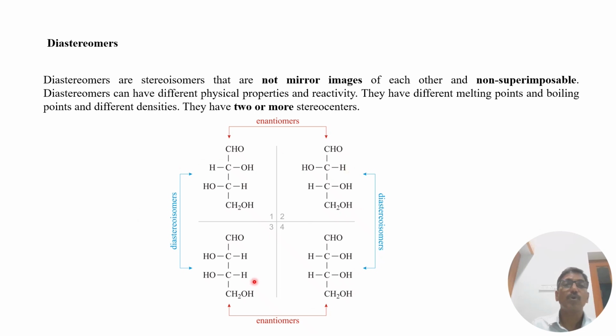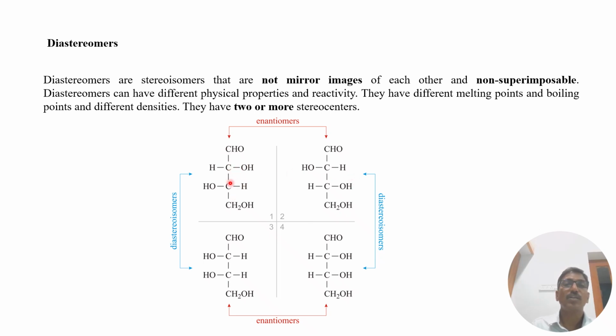If you look at the four different structures, these two are called diastereomers. Of course, they have the same molecular formula, but they have a different spatial orientation. And here, if you look into this, these two are enantiomers. When you talk about the properties of enantiomers, they are mirror images.